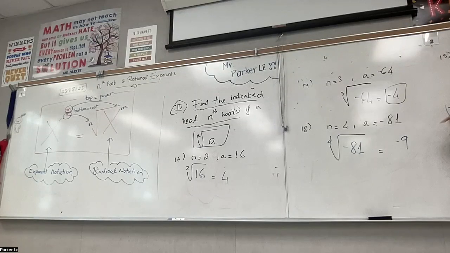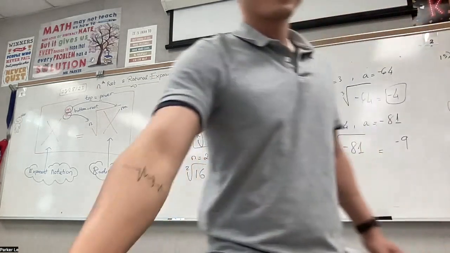Are they going to give you 81? No. Okay, that's 3. So you're saying negative 3 times negative 3 times negative 3 times negative 3. Is it going to give you negative 81? Let's see. Negative 3 times negative 3 is 9. So 9 times 9 is 81, not negative 81. So what happened?